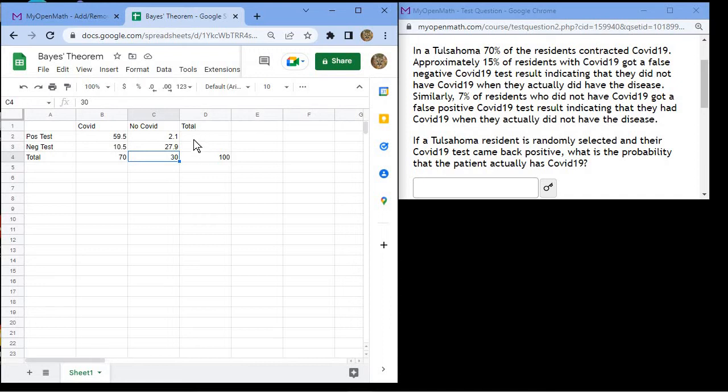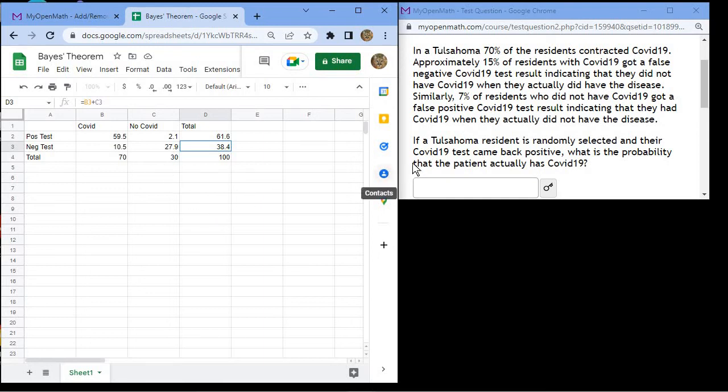Over here I'm going to have my totals for the positive tests and the total for the negative tests. So that'll give me the probability that somebody tested positive and the probability that somebody tested negative. So the probability that somebody tested positive is equal to this 59.5 plus this 2.1. 61.6 people tested positive out of the 100. And then here, this is equal to, well, that sum B3 plus C3, so I'll just press enter. That's 38.4 people tested negative. So of all the 100 people, I had 61.6 positive tests and 38.4 negative tests, while I had 70 people with COVID and 30 people without COVID.